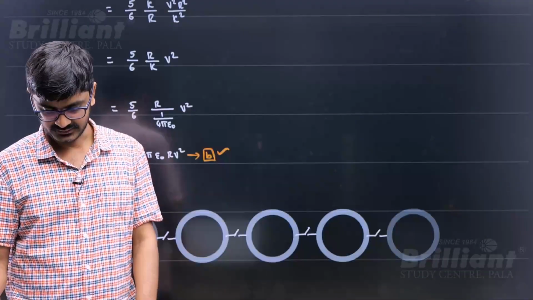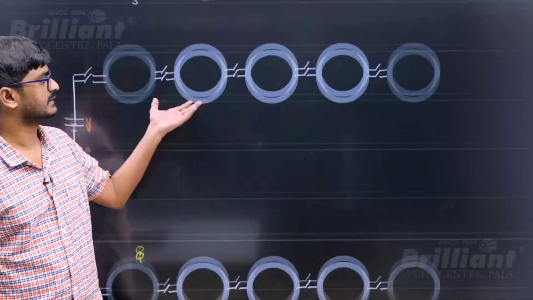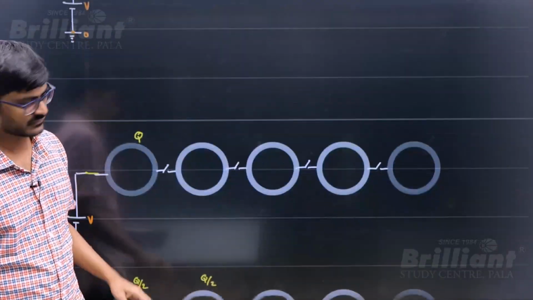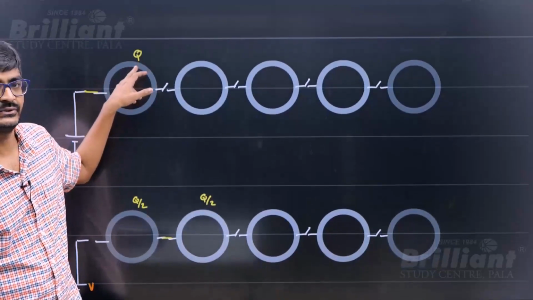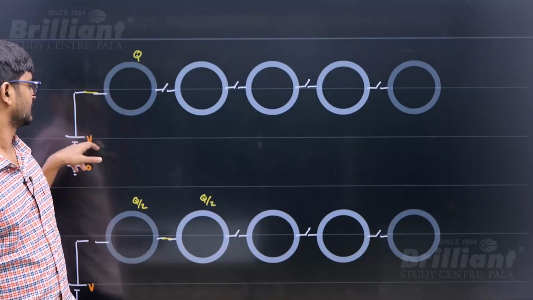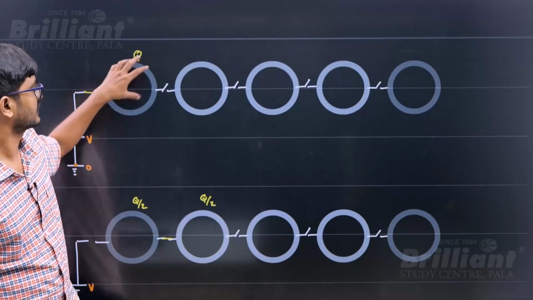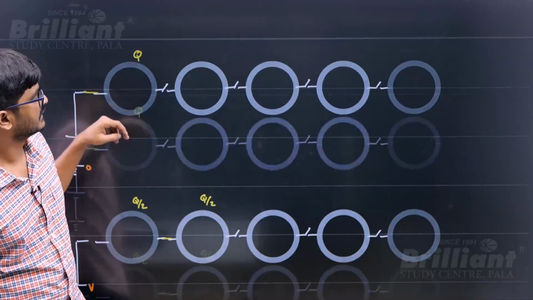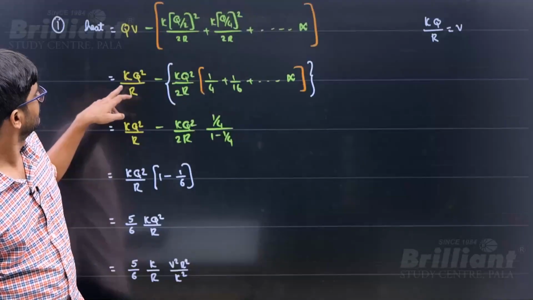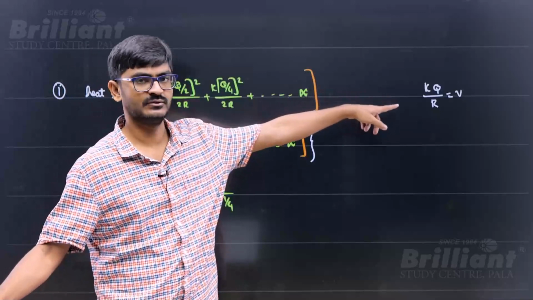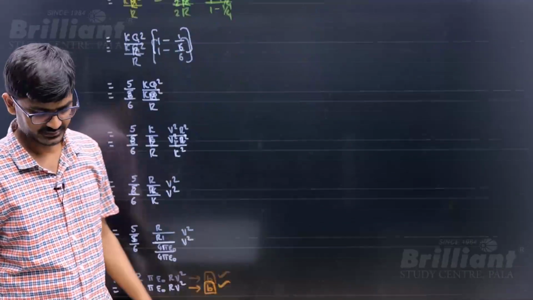So what's happening here? Initially the figure is like this. All switches are open. Thereafter this is closed. When this is closed, what will happen? This will be getting charged Q. Till when? Till the potential becomes equal to V, because this is 0. The potential difference has to be V, right? So KQ by R equals V. So the charge will be in such a way that KQ by R will be V.